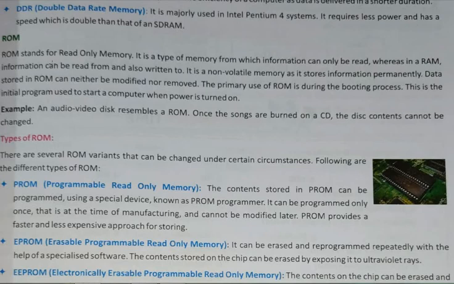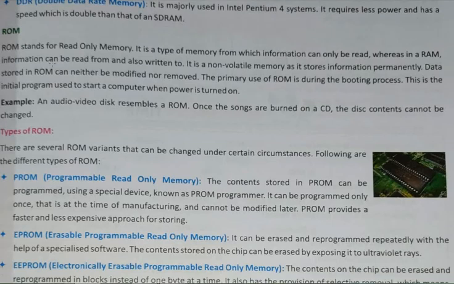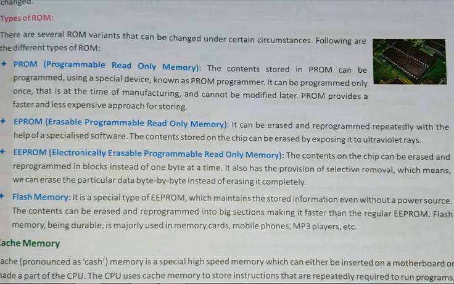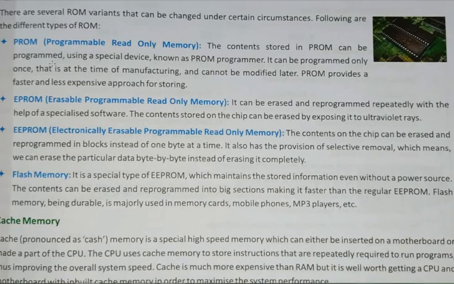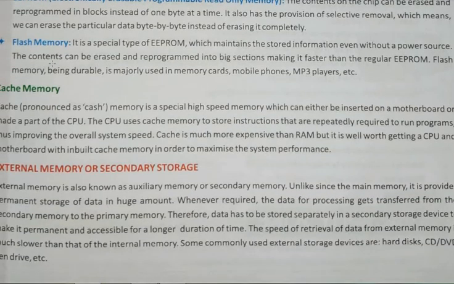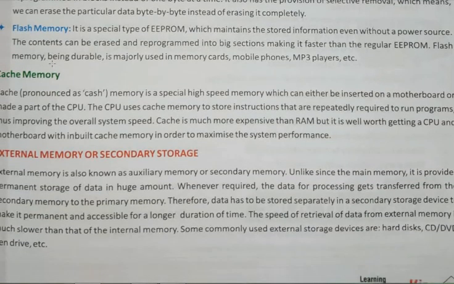The primary use of ROM is during the booting process. This is the initial program used to start the computer when power is turned on. That is, ROM is used in the booting process only. There are some types of ROM: programmable read-only memory, erasable read-only memory, electronically erasable read-only memory, and flash memory.